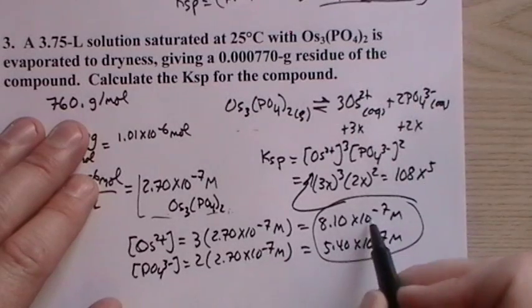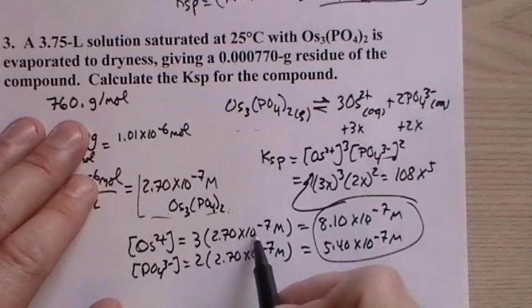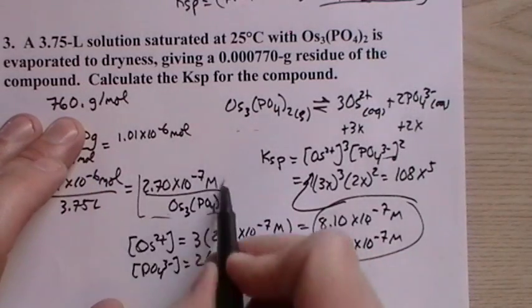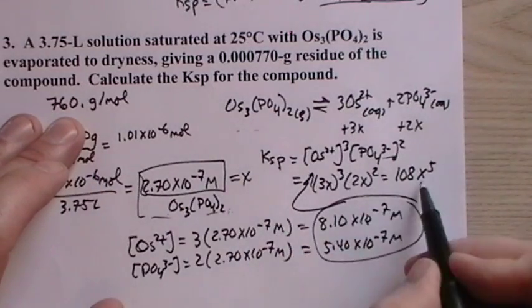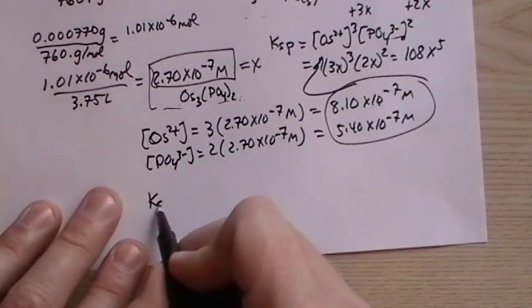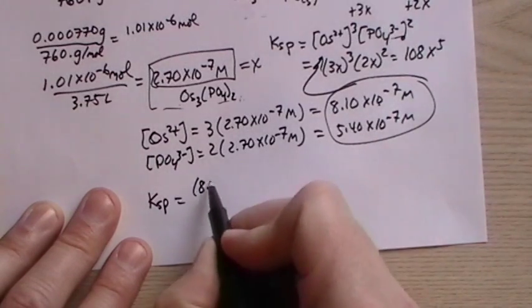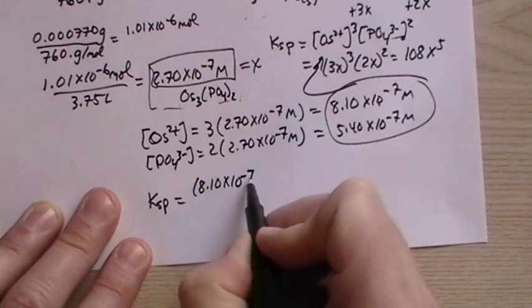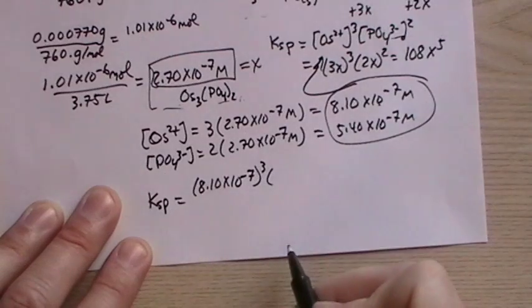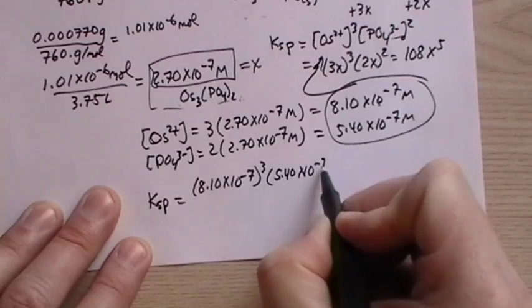So we could do one of 2 things: either put these values in here, or since we already solved in terms of x, we could just take this as x and plug it right in here. We'll get the same answer. But we'll do it this way, since I did these concentrations out. It'll be 8.1 times 10 to the minus 7 cubed, and then 5.4 times 10 to the minus 7 squared.